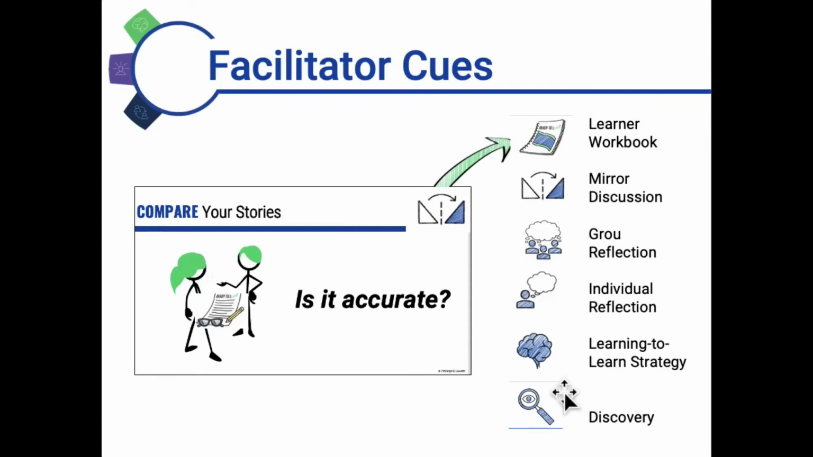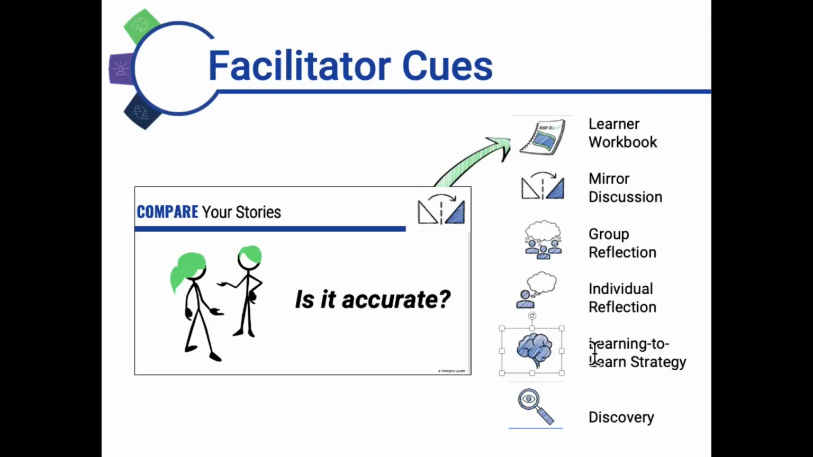Here are some of the facilitator cues that you might see in a Ready to Learn slide. This symbol is referring to the learner workbook. This is a mirror discussion. A mirror discussion is when you have this exact same discussion at a larger group level or a smaller group size. Group reflection, individual reflection. Anytime you see this little brain, that strategy is referring to a learning to learn strategy, and the teacher has other resources that they can use to deliver that strategy with those learners.